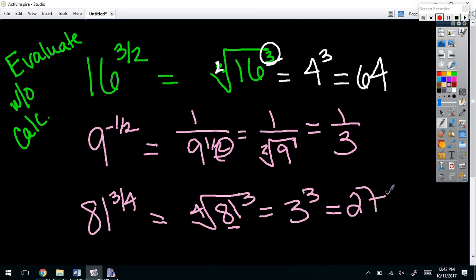Okay, let's make sure you can put a couple in your calculator. That's what the non-calculator portion will look like. Let's make sure you can do a couple with your calculator.